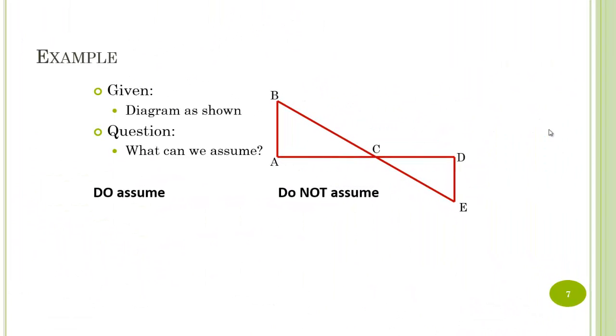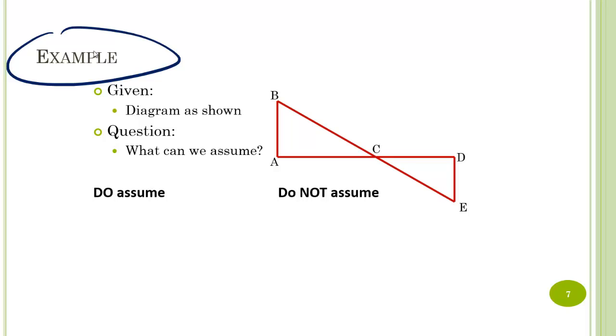Here's again an example, so make sure you're getting this down. Given the diagram you're shown, the question is, what can we assume? I want you to pause it and write down 4 things that you can assume and 4 things that you cannot assume. Pause it, write those down, and then come back and see if your 4 things are on the list.